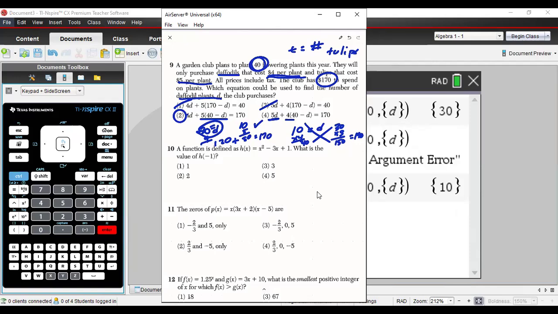All right, so use the clues that they give you to help you solve this one. Now, this one was a little longer, but I hope that it made sense. The answer is choice two.